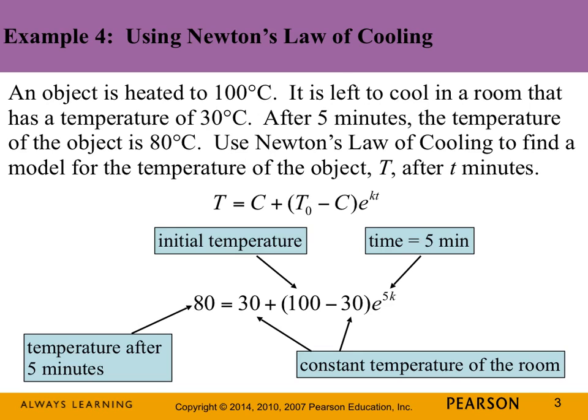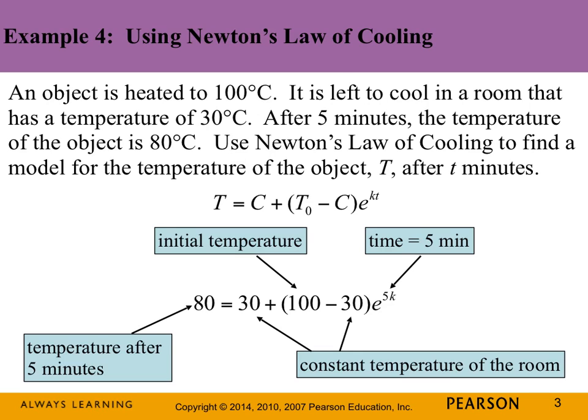Example 4 states, an object is heated to 100 degrees Celsius. It is left to cool in a room that has a temperature of 30 degrees Celsius. After 5 minutes, the temperature of the object is 80 degrees Celsius. Use Newton's law of cooling to find a model for the temperature of the object T after t minutes.